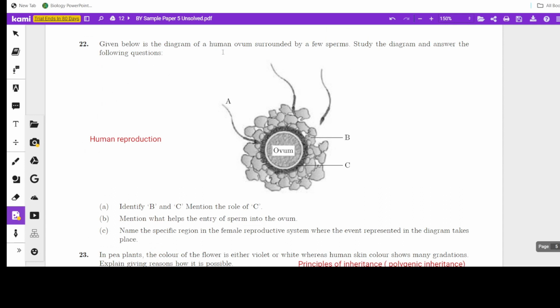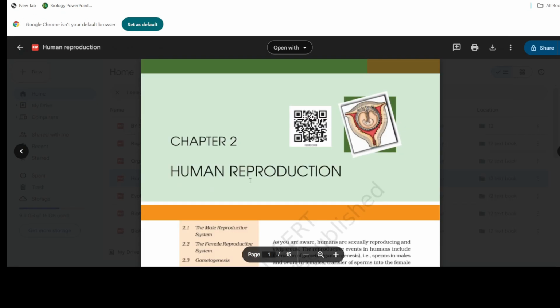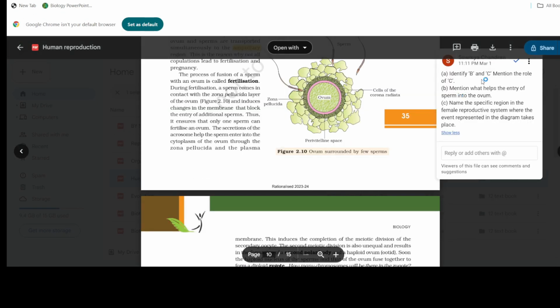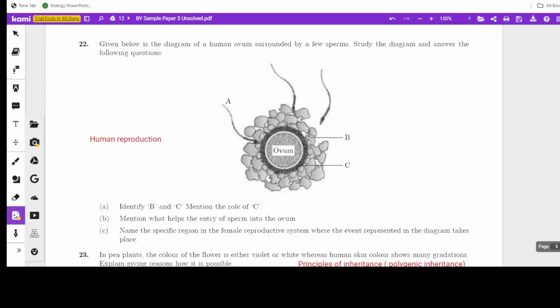Given below is a diagram of a human ovum surrounded by a few sperms. Study the diagram and answer the following questions. It's obvious that this is from the chapter Human Reproduction. Identify B and C. Shall we move on to the chapter to check the diagram? Chapter Human Reproduction. Let's look at the diagram. Identify B and C and mention the role of C. We have to check the question once again. What is B and what is C? So this is B and this is C.